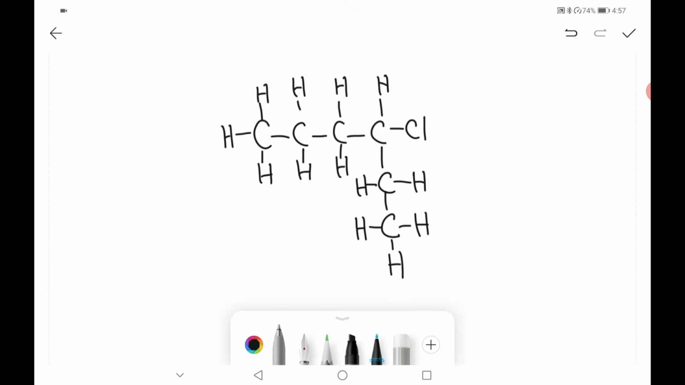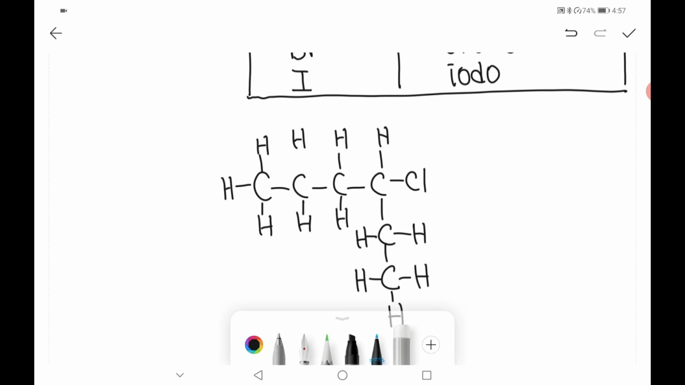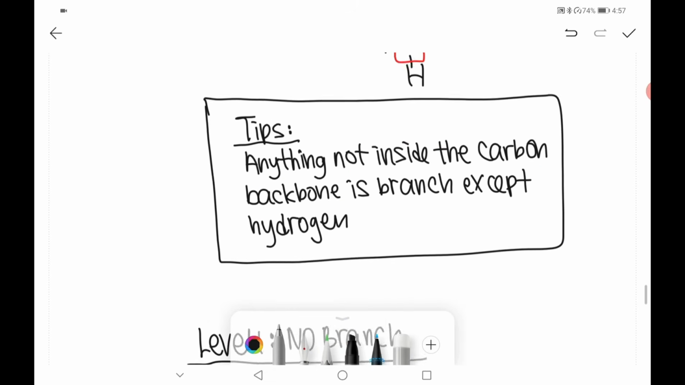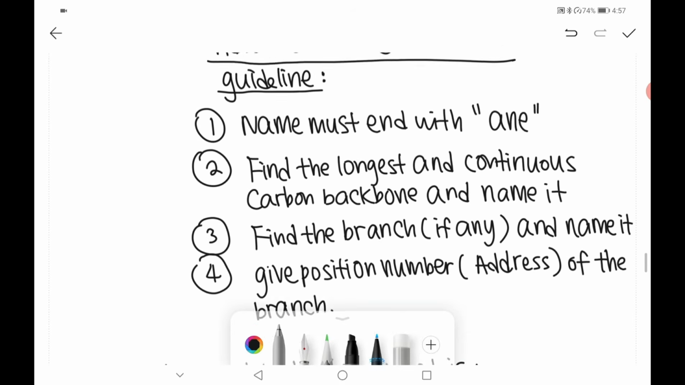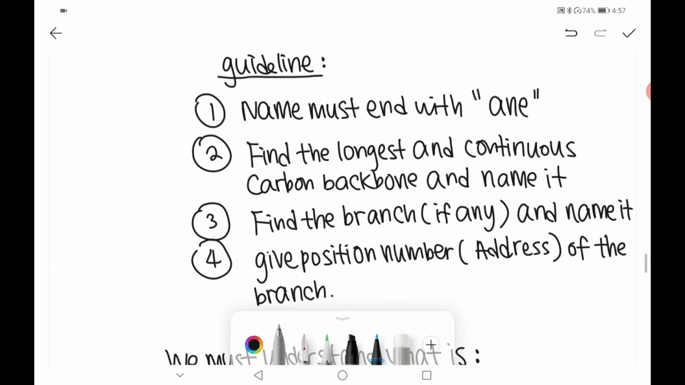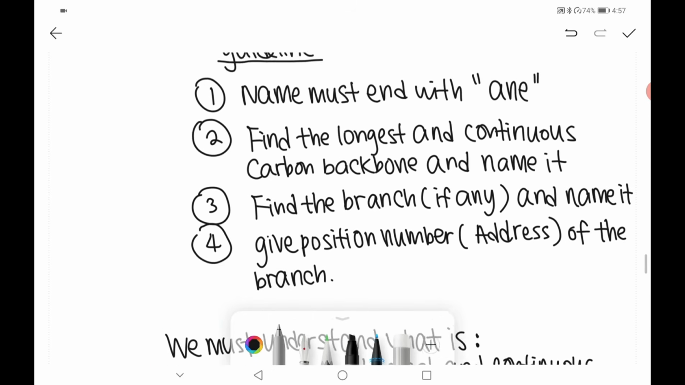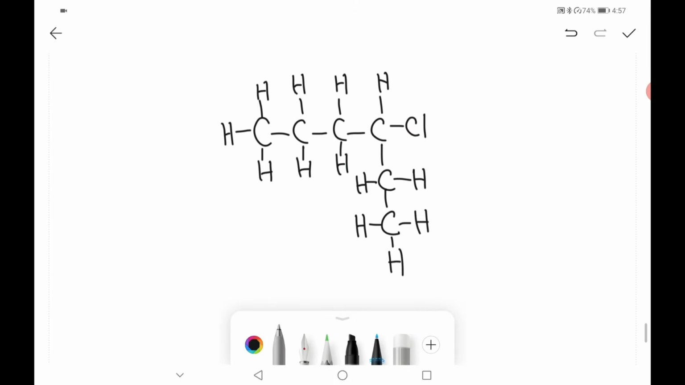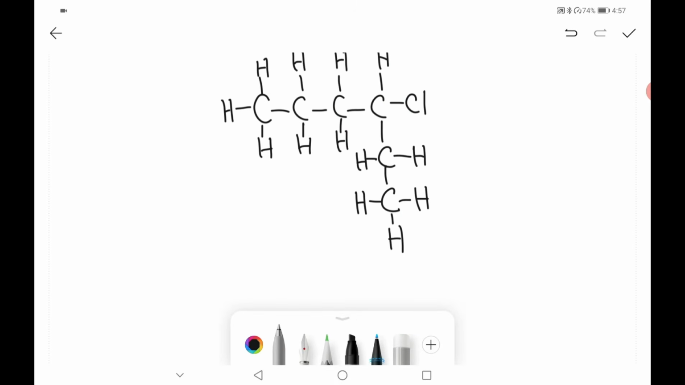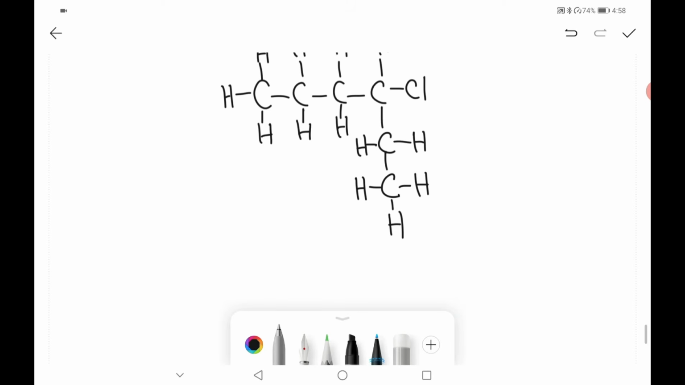All right, so how are we going to name this structural formula? Same thing. When we want to do the naming, always follow the guideline. First of all, like what I mentioned, when you want to do a naming, always remember to start the naming from the back. So when you want to name the back, you need to check the homologous series.